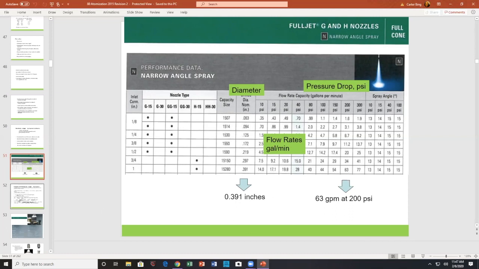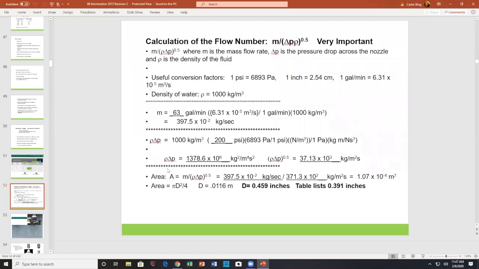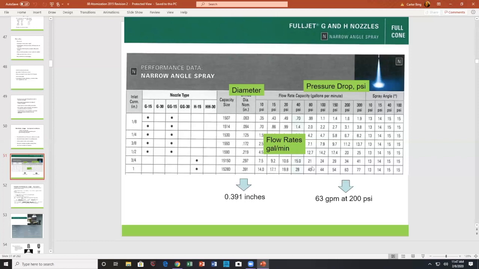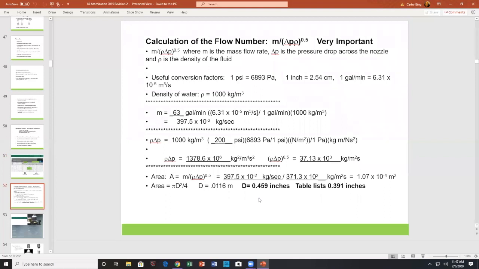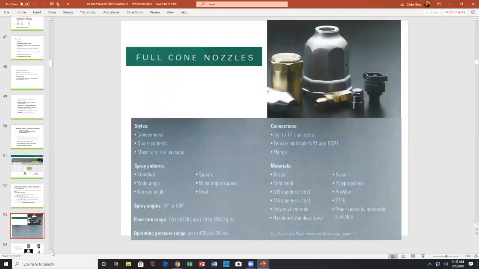And so let's do a flow number calculation. Here's a flow number calculation, which I could go into detail, but I let you all have that. You got a picture of it here. Anyway, it turns out that the diameter I calculate from flow number is 0.459. And actually the table lists 0.391. So that ain't bad from a point of view of engineering calculations. In other words, 0.39 inches is the table value, and I'm predicting 0.459 inches, calculating the flow number. Okay. So full cone nozzles, okay.